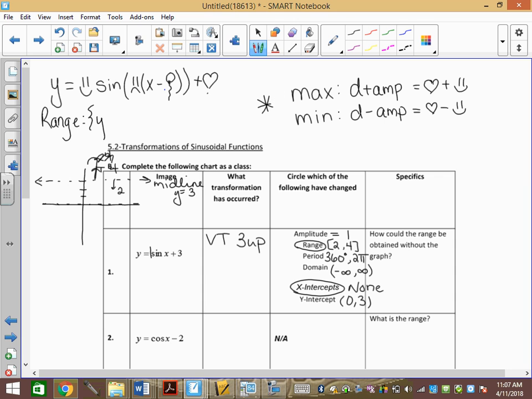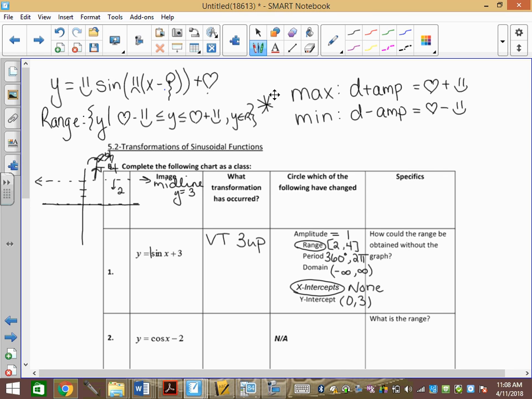So my range is easy. My range is y such that heart minus smiley face is less than or equal to y is less than or equal to heart plus smiley face, y is an element of the reals. My point is, if they just gave you variables, you can answer this. They're not going to give you smiley faces, that would be funny, but they're not going to do that.